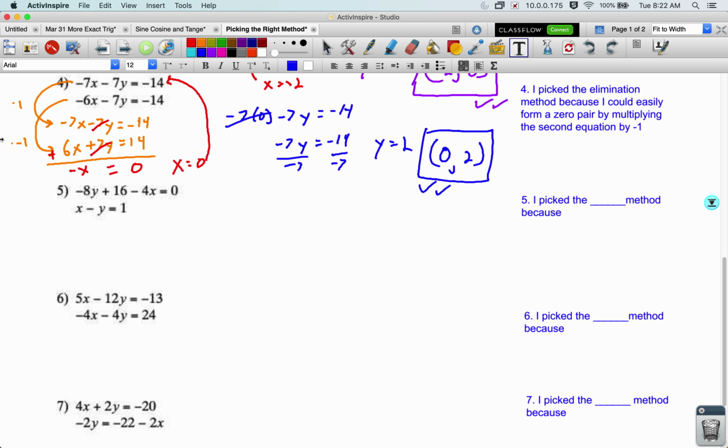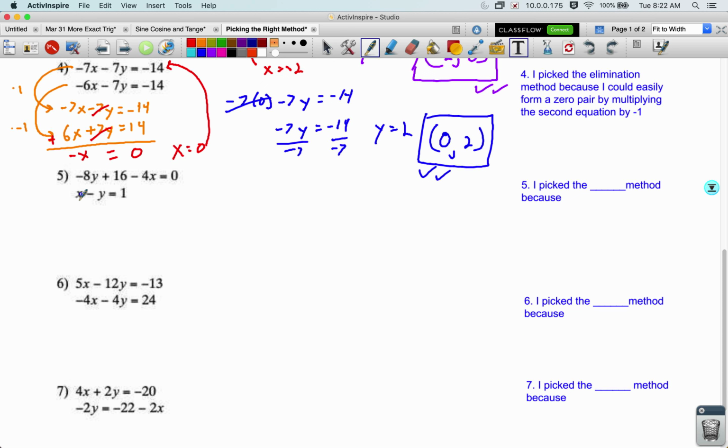All right, problem number 5 is a bit of a toss-up, but I would say the tie break here is the fact that the top equation is not in standard form, which makes elimination just slightly more difficult because your like terms won't be nicely lined up. So that's why I want to go with substitution with problem number 5. I can easily isolate this x by just adding y to both sides here. I get x equals y plus 1.